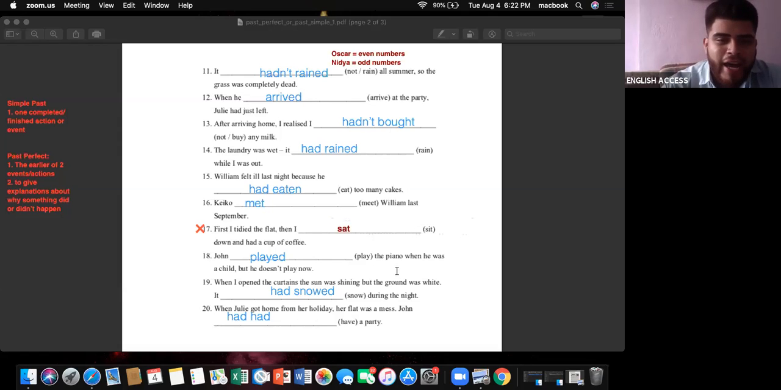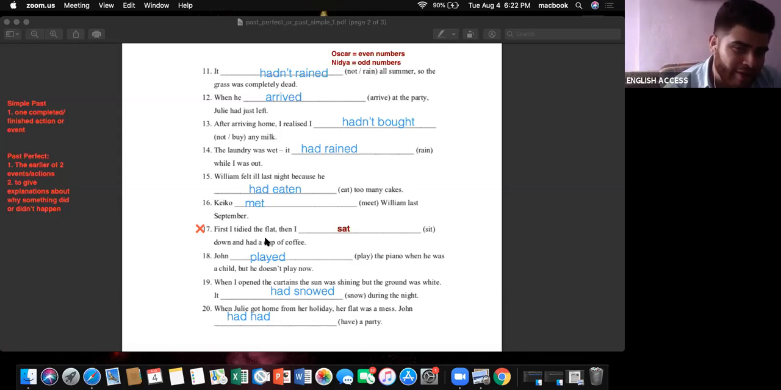First, I tidied the flat, then I sat down and had a cup of coffee. Sit, sat. Yeah, all of these are correct. Look, the reason why it cannot be "I had sat" is because first I tidied the flat, first, then after, I sat.